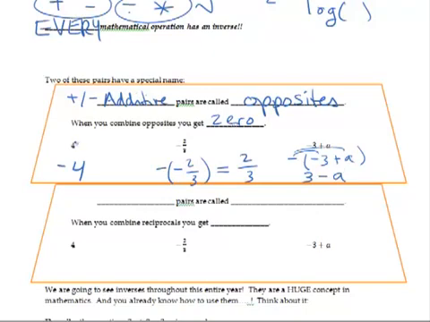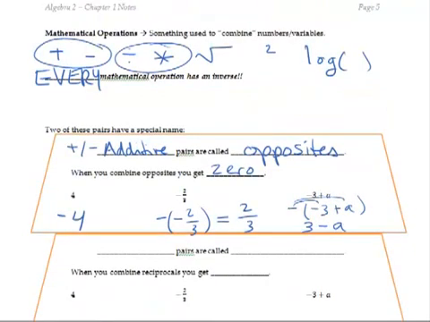So if we said positive 4 plus negative 4, yeah, that'd be 0. Negative 2/3 plus 2/3, that would be 0. Negative 3 plus a plus positive 3 minus a, absolutely. The negative 3 and the 3 would cancel, the a and the negative a would cancel. We'd still get 0. So you're familiar with those. Those are called opposites, or the additive inverse.